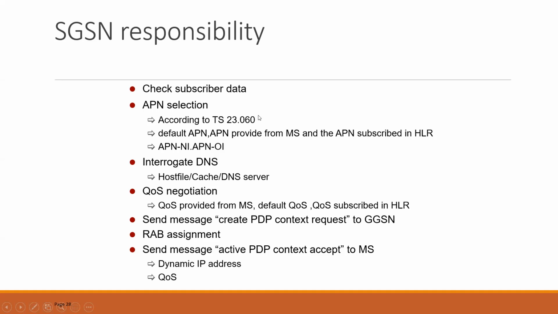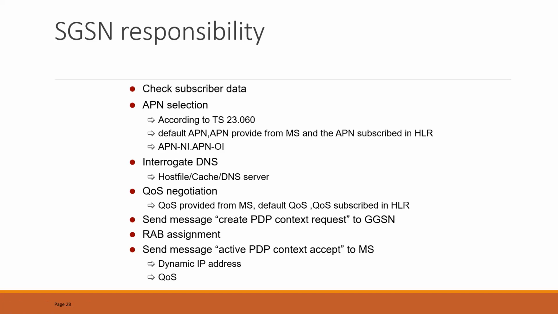So the APN is ideally the APN that the user is requesting. That APN is usually selected and assigned, and then the GGSN corresponding to that APN is chosen. But with time, there are some new concepts introduced. For example, there's a concept of default APN.